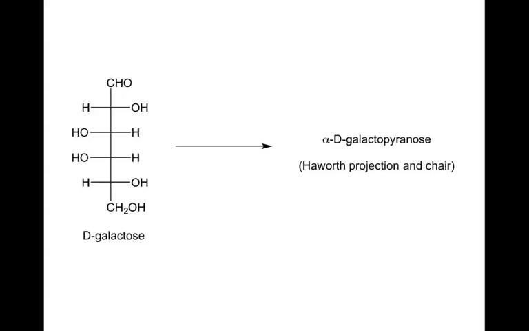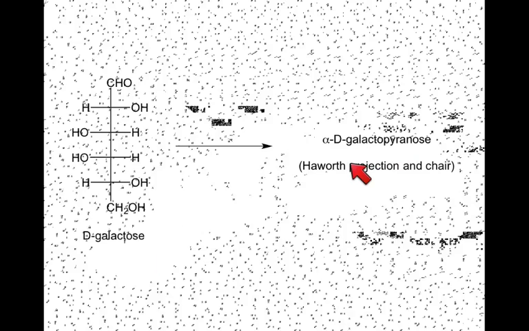Okay, the problem I want you to work on for class on Wednesday is to convert D-galactose into the alpha-D-galactopyranose form. I want you to draw the Haworth projection and the chair. So simply convert D-galactose, the structure given, into the Haworth projection and the chair of alpha-D-galactopyranose.